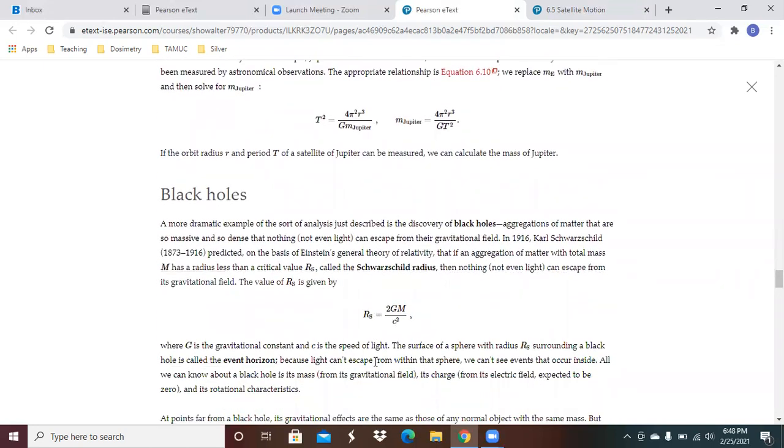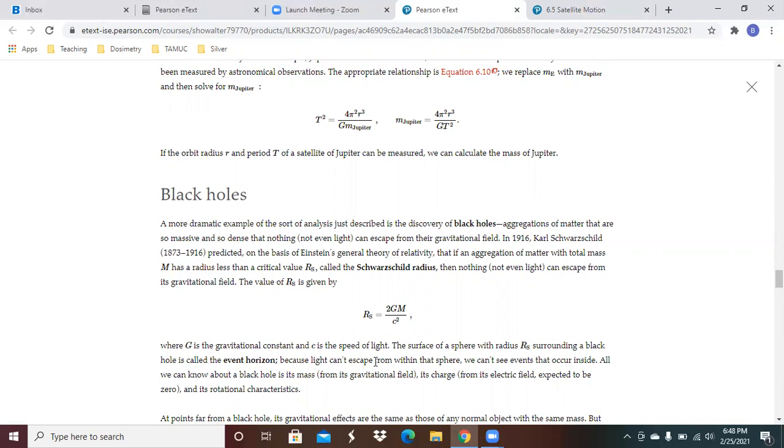If the orbit radius r and period T of a satellite of Jupiter can be measured, then we can calculate its mass. A more dramatic example of this type of analysis is the discovery of black holes. Not sure if you're familiar with what a black hole is, but it's basically a lot of matter that is so massive and dense that nothing can escape from the gravitational field.